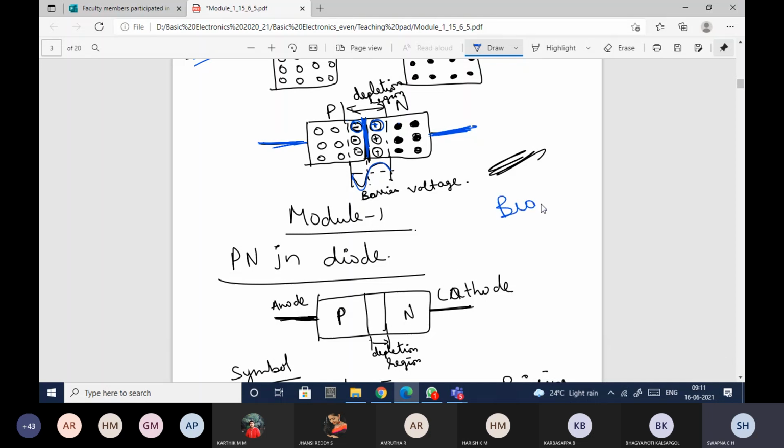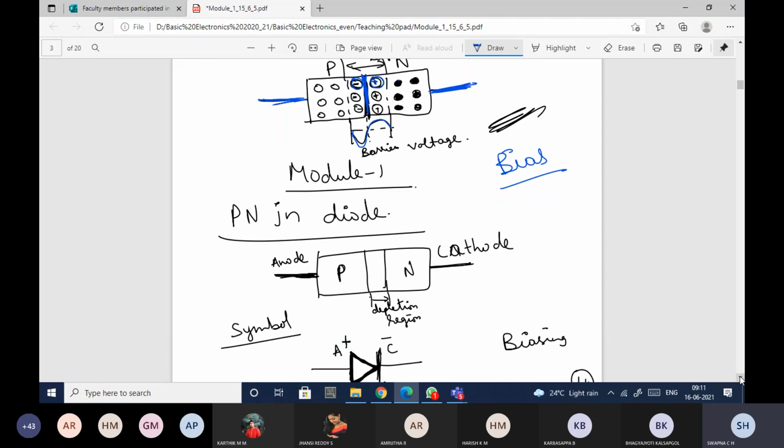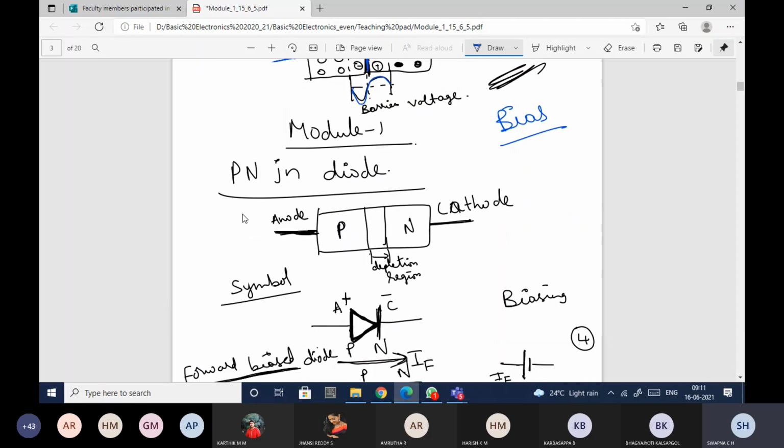I need to bias it, B-I-A-S, bias it by an additional electric field. For the p-n junction diode, you need to bias it so that conduction in the device will happen. In order to make this conduct, we have to bias it. Before biasing, this is where module 1 has started.